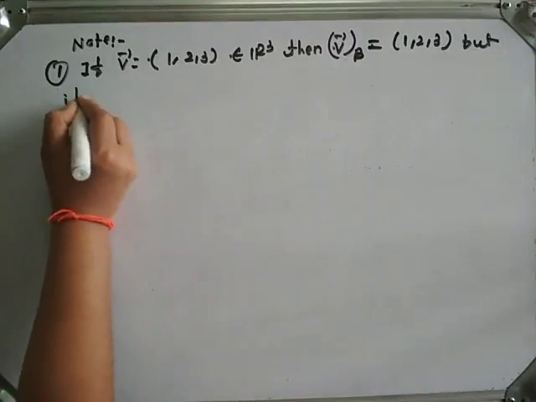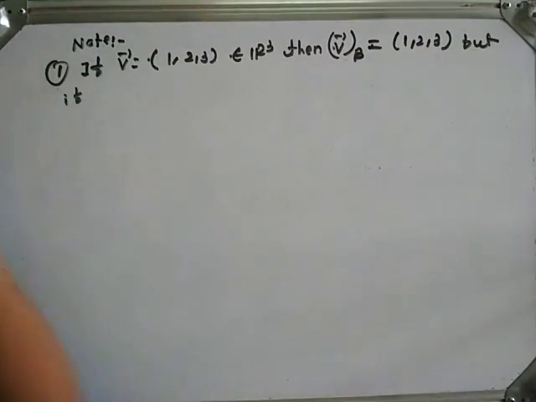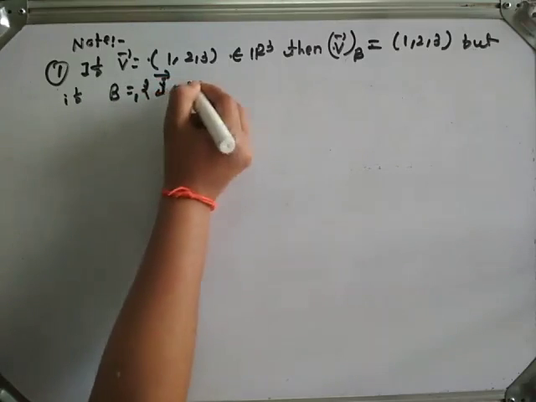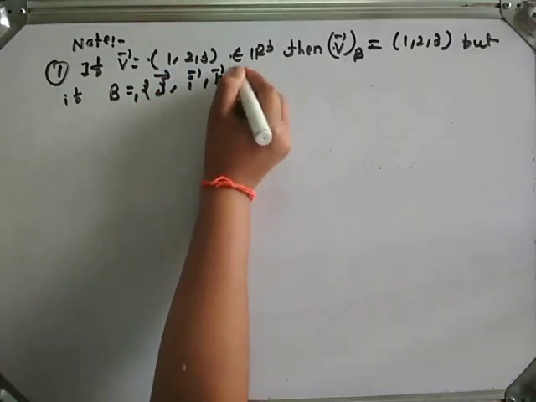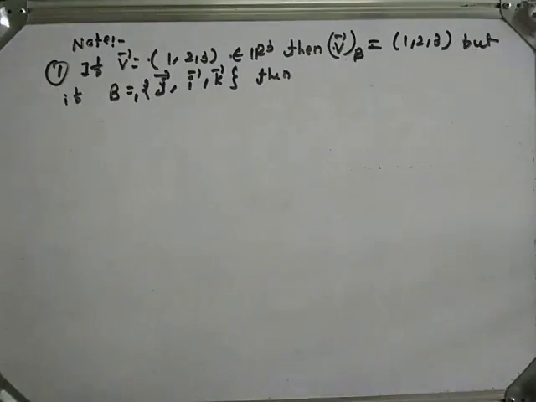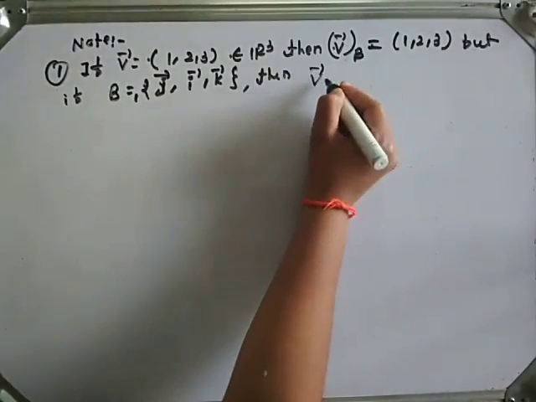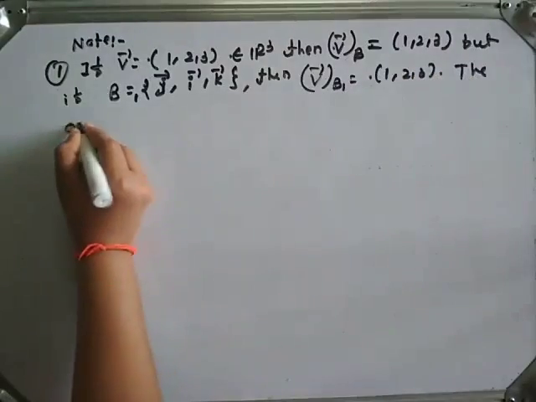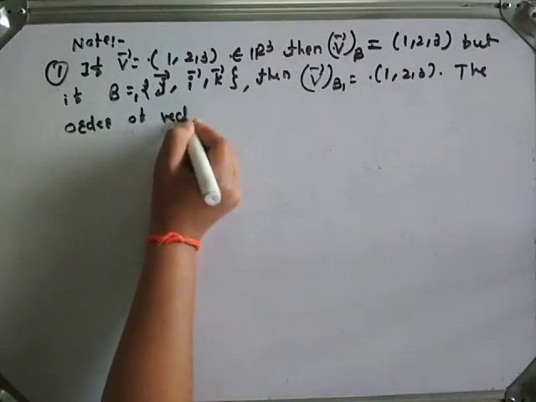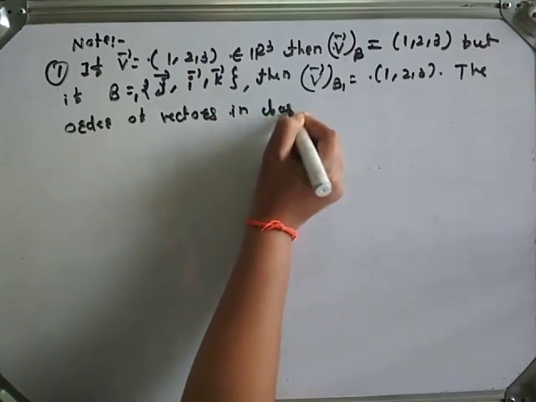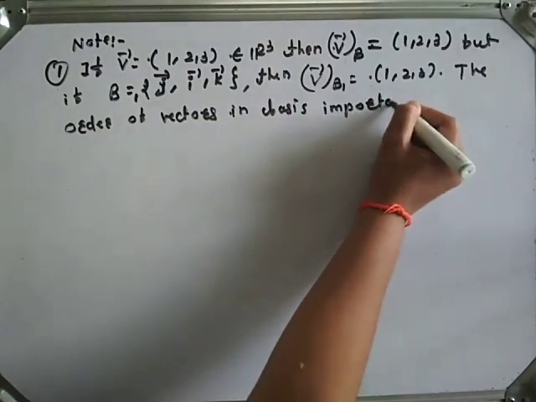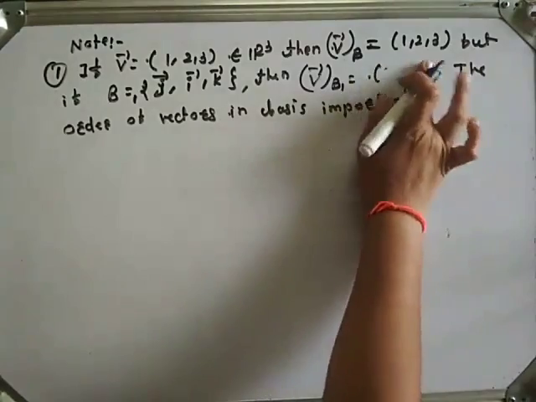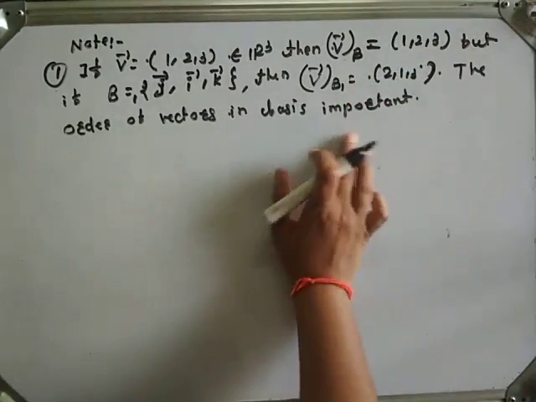But if B1 is equal to J bar, I bar, K bar, then the coordinate vector of V bar relative to basis B1 is equal to, sorry, here I will get (2, 1, 3). The order of vectors in a basis is important. The order of vectors in a basis is important.